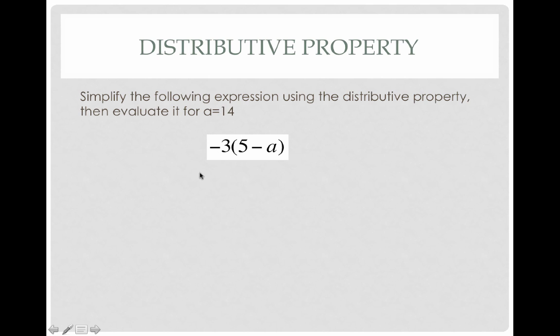We want to be able to rewrite expressions. All right, here we go. First example. This is -3. It's multiplied by 5 minus a. How do we distribute that? So I'm going to take -3. First of all, it has to multiply the 5. So we got -3 times 5. Then we have the minus sign. Then it's -3 times a. So we've got -3a.